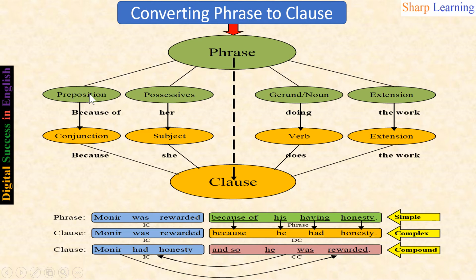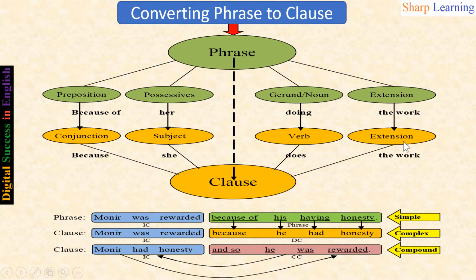"Because of" was a preposition or prepositional phrase, but from it we have taken the conjunction. From "because of", we have taken "because" as the conjunction. From "her" we have taken "she". "Her" was possessive case, "she" is the subject, that means nominative case. Then from the gerund or noun we have taken the verb, does or did. So "doing" has become does or did.